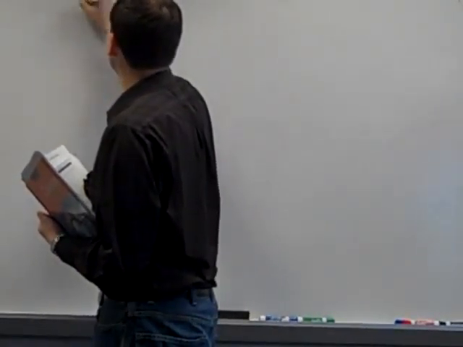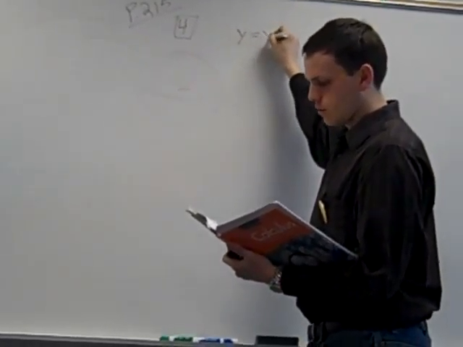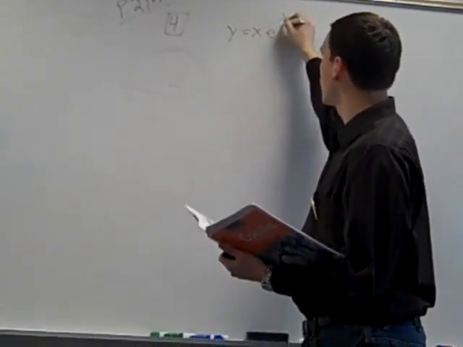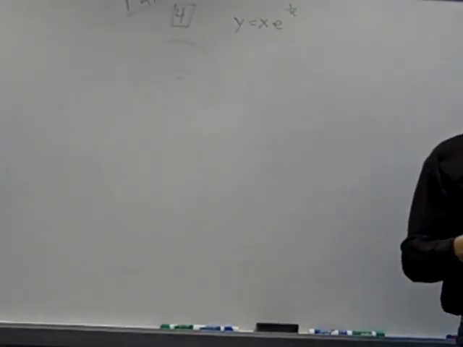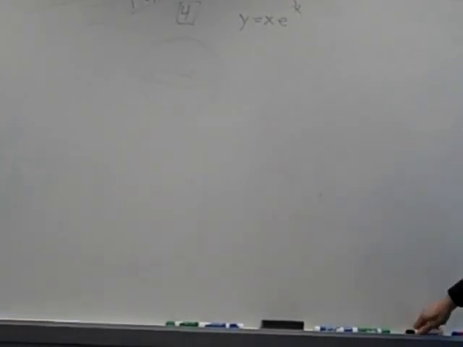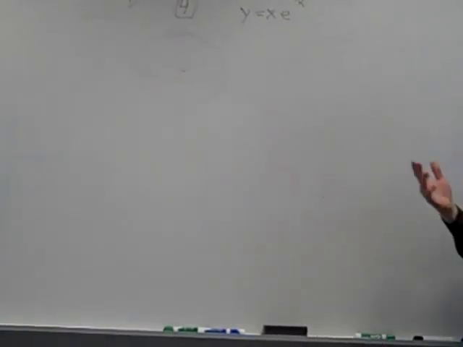Page 215. Number 4, we've got y equals x e to the 1 over x. We're supposed to find the critical points, right? So we have to use the derivative. We have to take the derivative, but there's a problem here. What's the problem? Oh yeah, there's that problem.